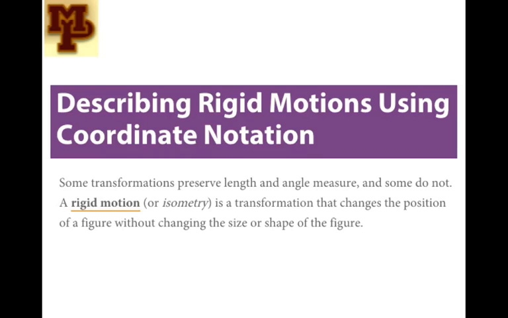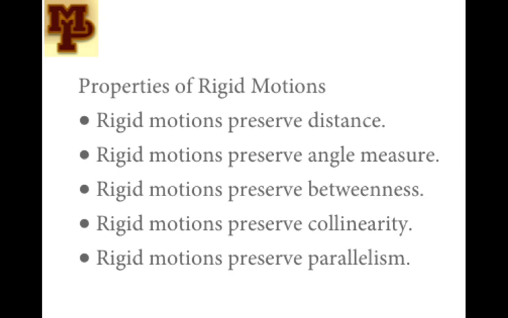We talked a little about rigid motion. Whenever a transformation is described as a rigid motion, it means the new image has not changed its size, shape, or angles. There is a list of things that are preserved: distance, angle measures, betweenness, collinearity, and parallelism. Make sure you keep those in mind.